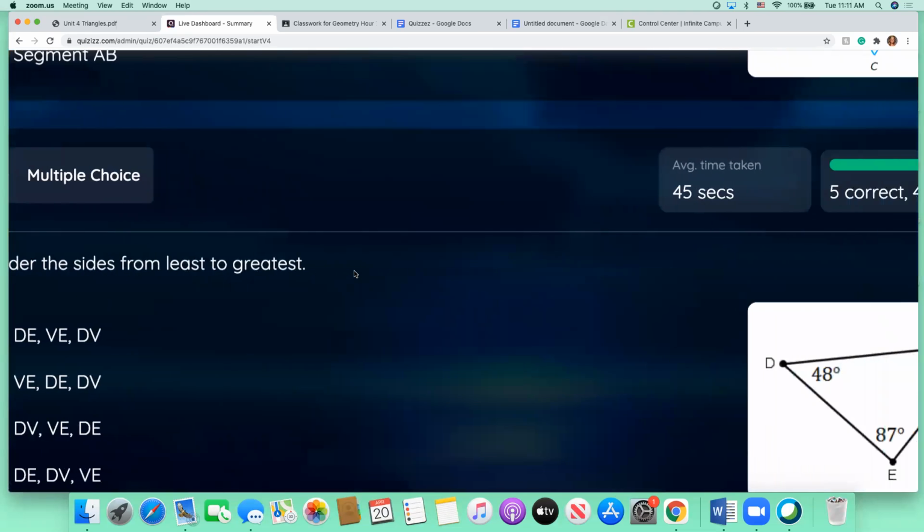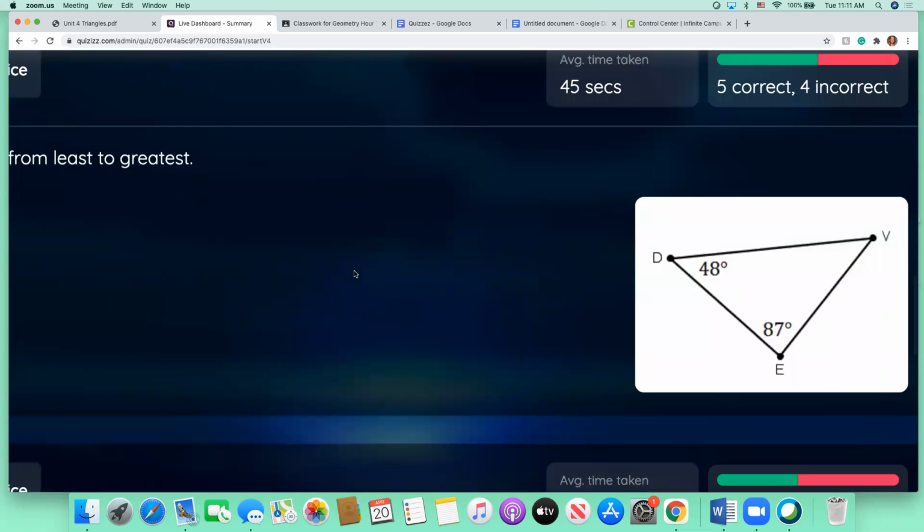Next, we need to order the sides from least to greatest, but the first thing is that we're missing an angle. So you have to take 180 minus 48 minus 87, and you find that the missing angle is 45. So for the sides in order from least to greatest, we can first start by putting the angles in order from least to greatest. So we have 45, which is V. And then you have 48, which is D. And 87, which is E.